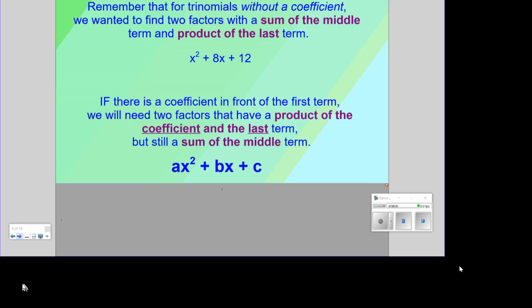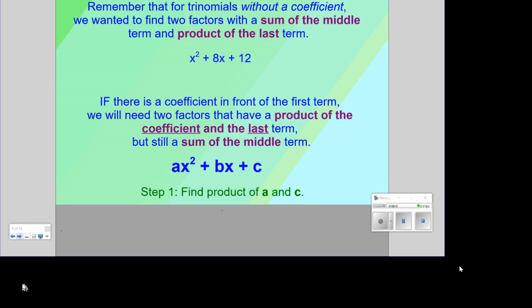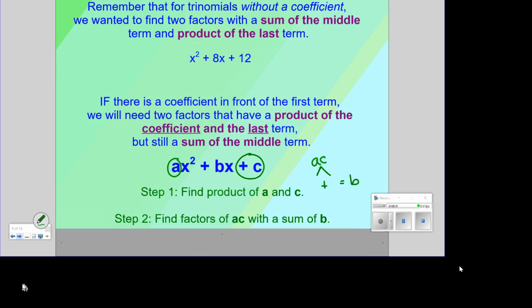So for example, if I had the trinomial ax squared plus bx plus c, what this means is that we would find first what a times c equals. Once you find the product of a and c, we'll call that ac. We would need to look for factors of a times c that add up to be b. So this is looking at it algebraically. Let's look at it with numbers.